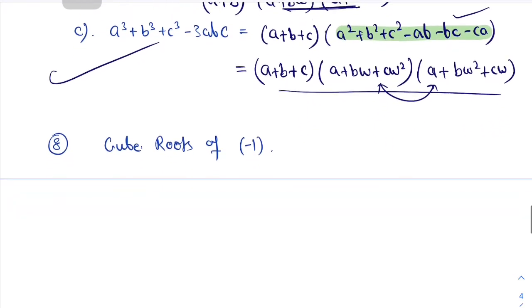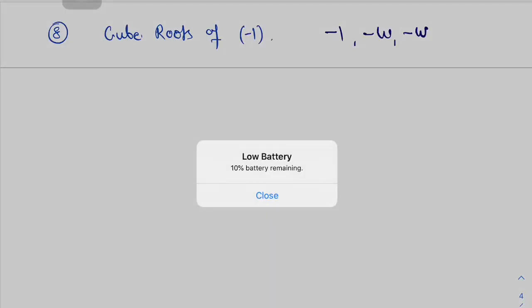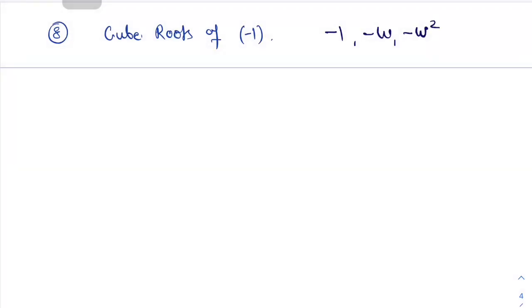Now let us see what are the cube roots of minus 1. We have already seen what is the cube root of 1. Now cube root of minus 1. So cube roots of minus 1 are nothing but minus 1, minus omega, and minus omega square. Okay, cube roots of minus 1 are minus 1, minus omega and minus omega square.